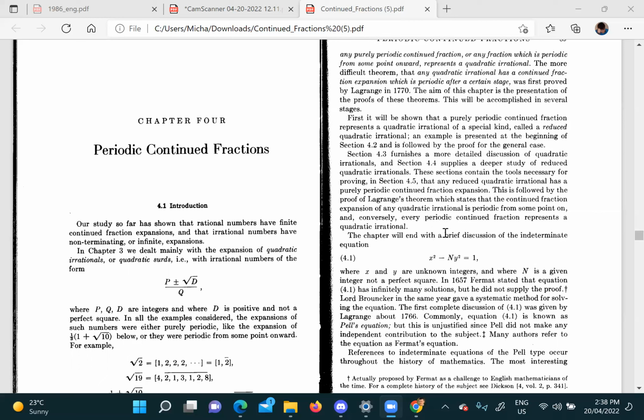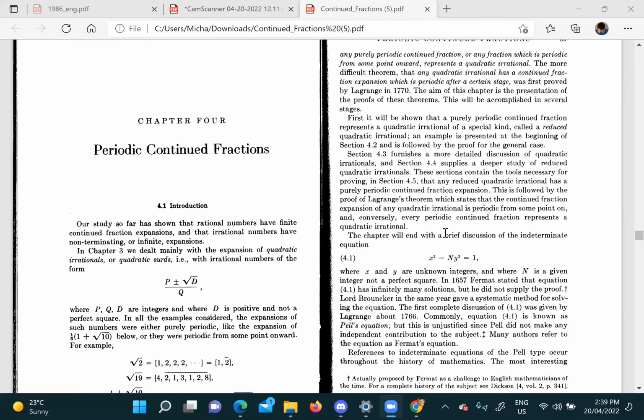quadratic irrationals. Section 4.4, a deeper study of reduced quadratic irrationals. These sections contain the tools necessary for proving in section 4.5 that any reduced quadratic irrational has a periodic continued fraction expansion. This is followed by the proof which states that the continued fraction of any quadratic irrational is periodic from some point on. Okay.